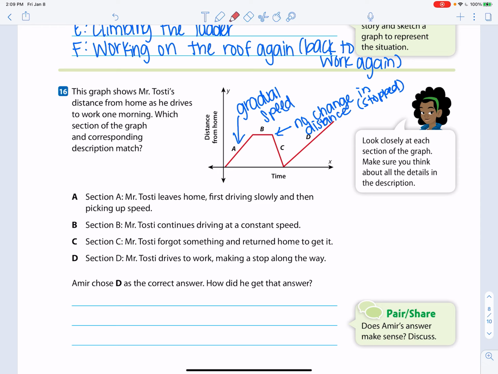Section C, let me take this off again because it's really crazy looking. All right, section C. All of a sudden, he gets very close to home. So maybe he forgot something and he went straight home. Like he went all the way back down to the x-axis, which is 0, which means he's at home. So all of a sudden, he went from stopping at something. So maybe he stopped and looked for something in section B.